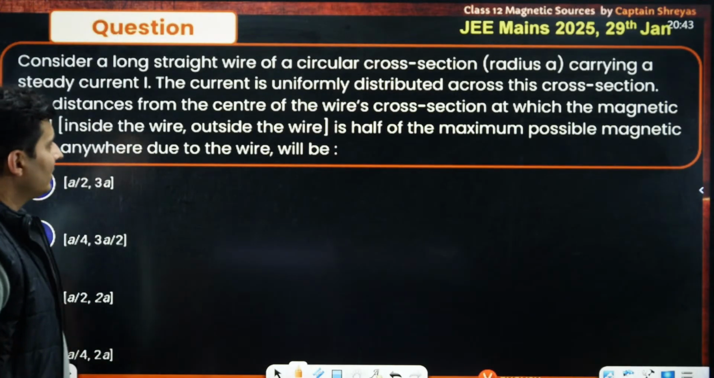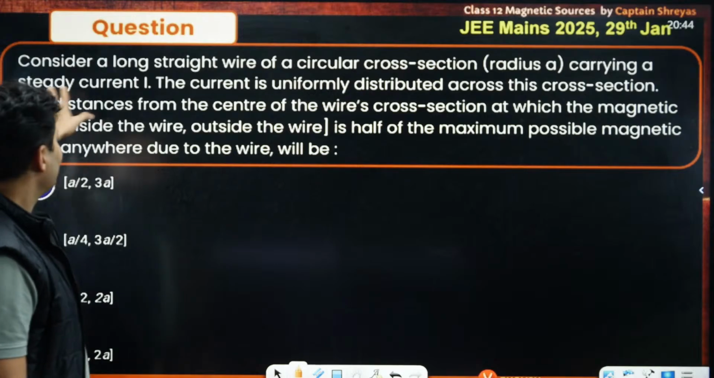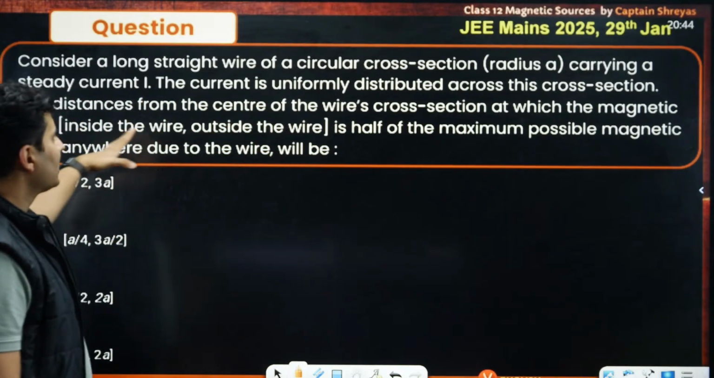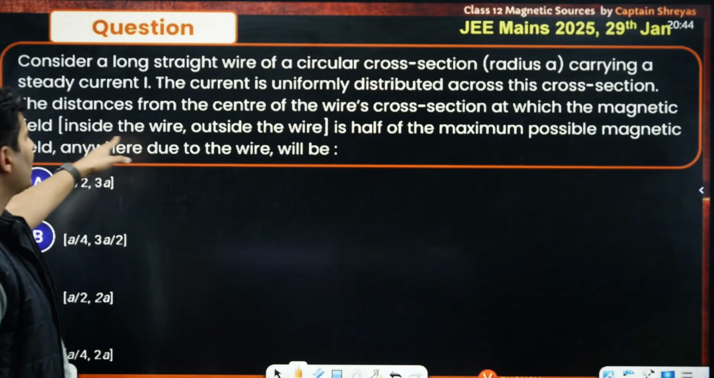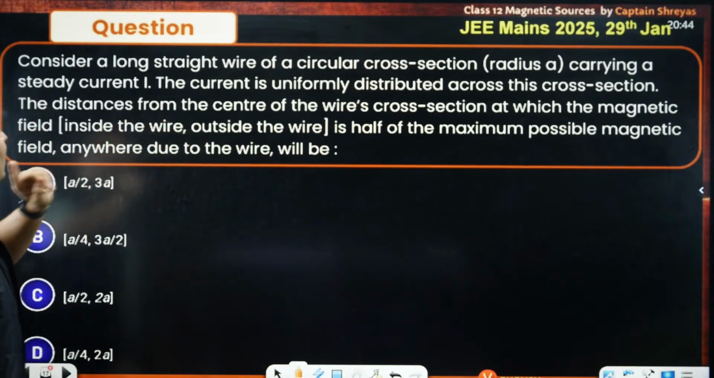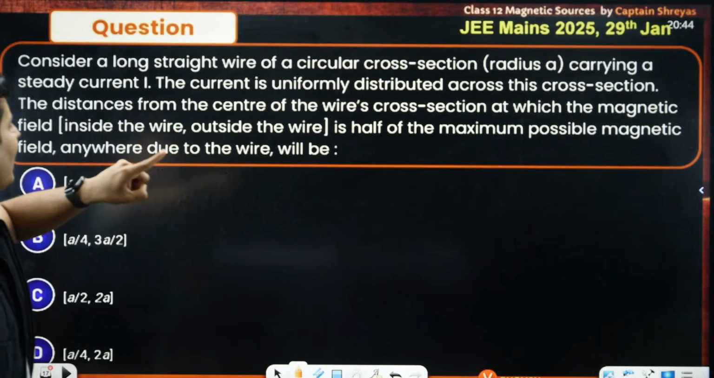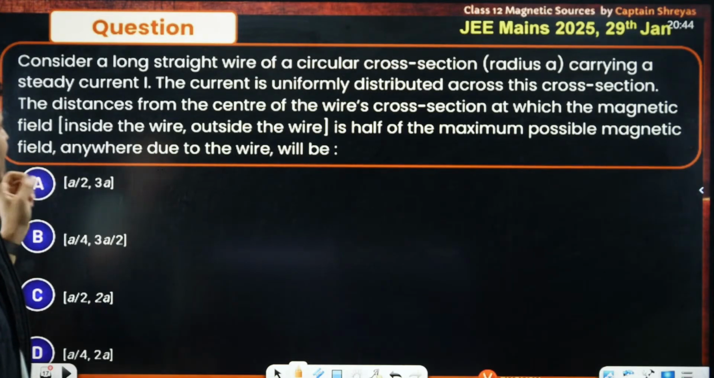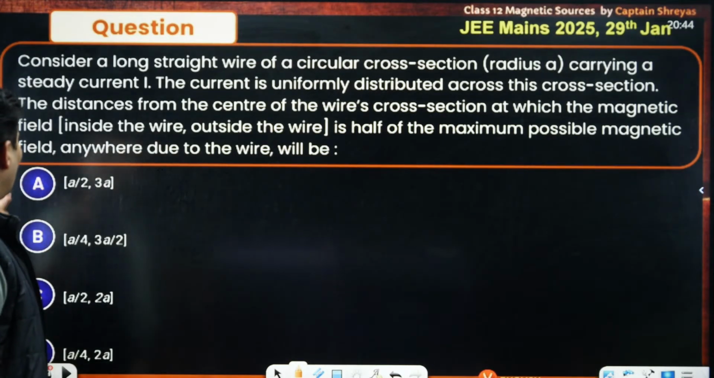Okay, look at this question, 29th January. Consider a long wire carrying current. The current is distributed uniformly. The distance from the center of the wire's cross section at which the magnetic field inside the wire, outside the wire is half the maximum possible is how much?